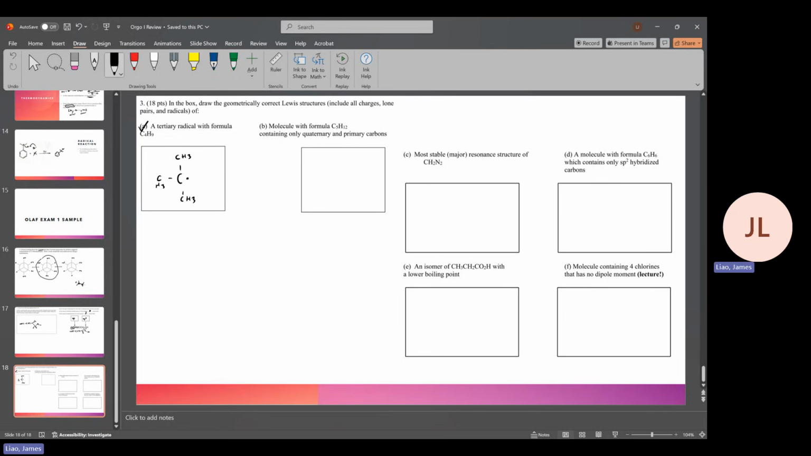Our second one is asking us for the molecule with the formula C5H12 containing only quaternary and primary carbons. Quaternary means a four-bonded carbon, and primary means it's bonded to only one carbon. So we need C5H12 with only quaternary and primary carbons. I can think of only this one, because this gives me a quaternary carbon, and then we have the other four. With all of them as CH3s, that gives us the 12 hydrogens we need.